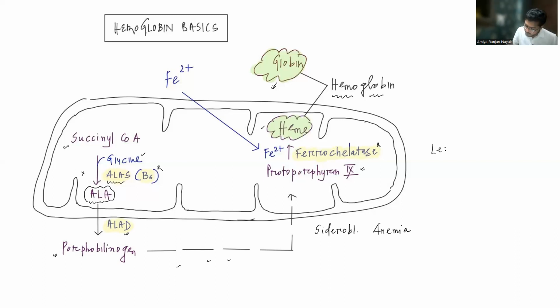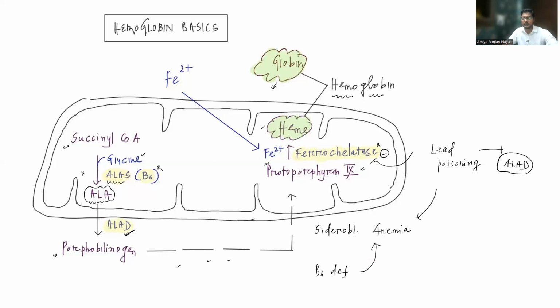Similarly, in lead poisoning, basically lead can inhibit the ferrochelatase. It can also inhibit the ALA dehydratase. So, because of inhibition of these enzymes, ultimately heme cannot be synthesized, and the free iron will tend to accumulate inside the mitochondria, forming a sideroblast. So, lead poisoning will also cause sideroblastic anemia, and pyridoxine deficiency will also cause sideroblastic anemia. There are various other causes of sideroblastic anemia also. We'll discuss that when we discuss the sideroblastic anemias.